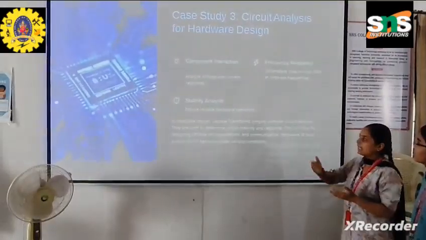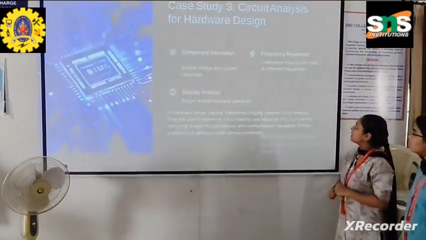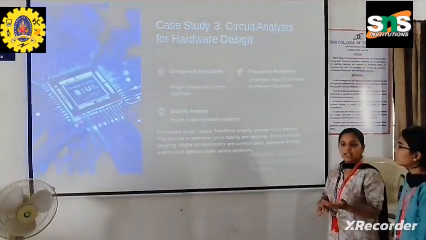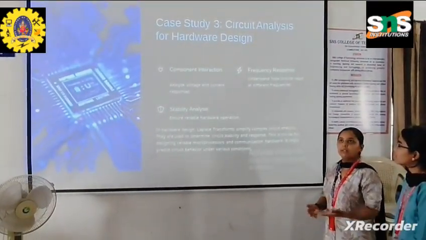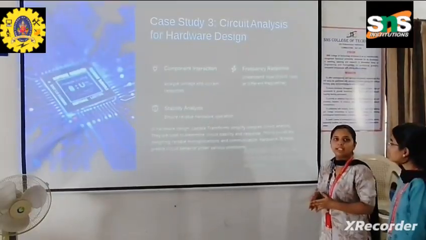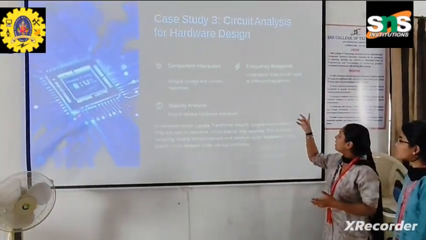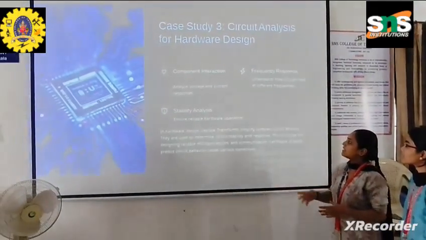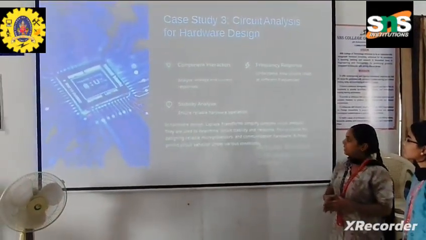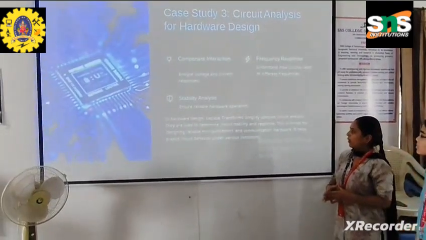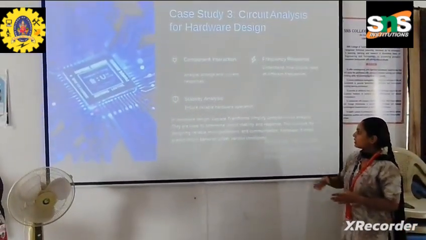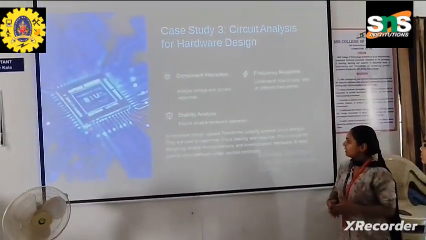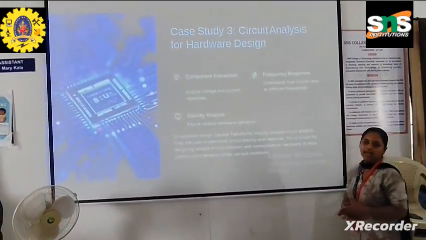It helps to analyze the voltage and current responses, and then frequency responses. It helps to analyze the different frequencies. The time frequencies will not be the same every time, so it helps with how the circuits differ. Then after that, stability analysis. It ensures reliable hardware operation. In hardware design, the Laplace transforms simplify complex circuit analysis. They are used to determine circuit stability and responses.